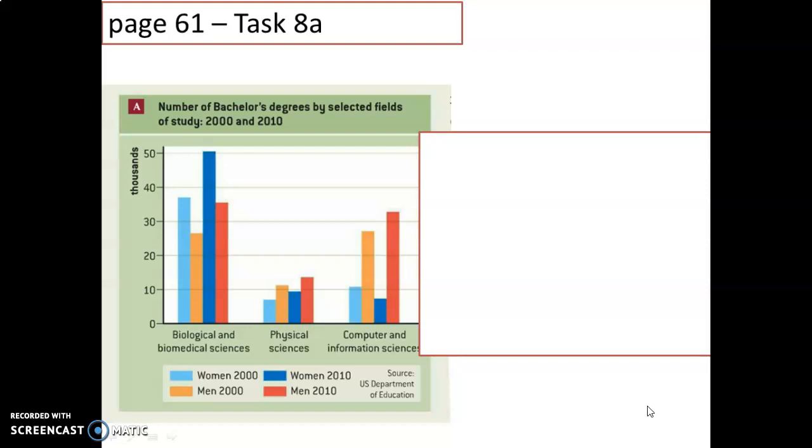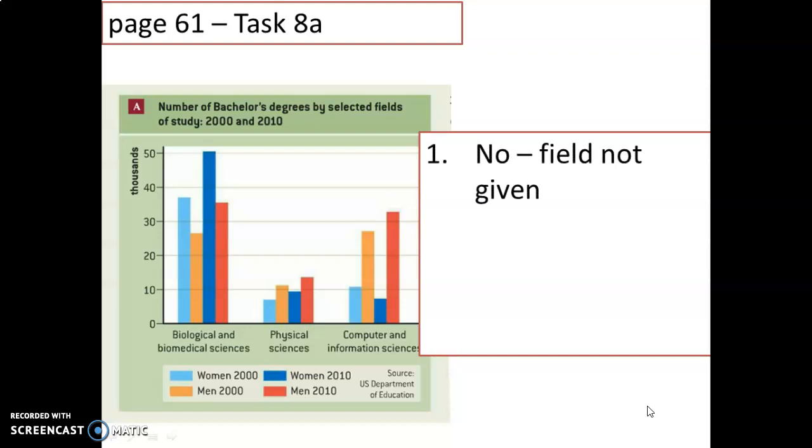Yes, so what is the first one? The number of male and female graduates in psychology. So psychology is a field. Let's have a look. Is psychology given here? Actually, no. We don't have psychology, so the answer is no.